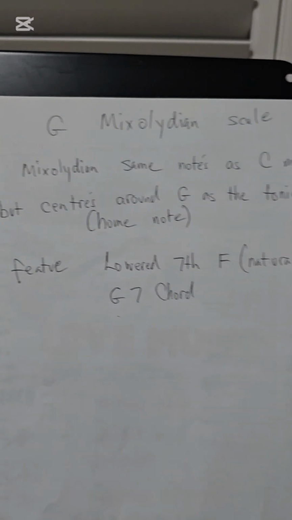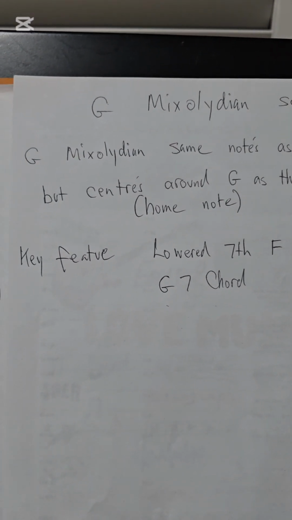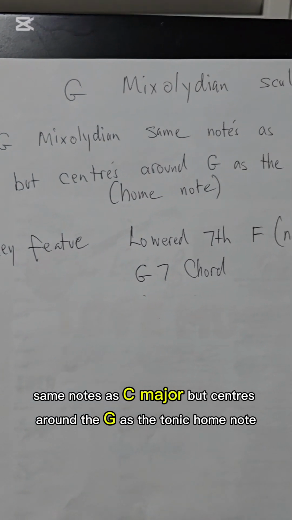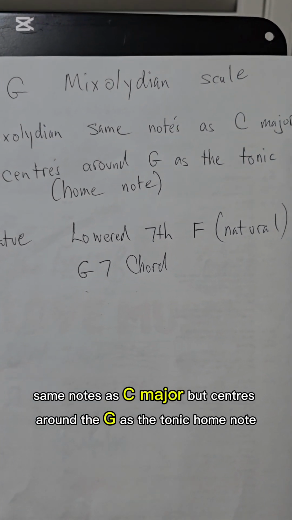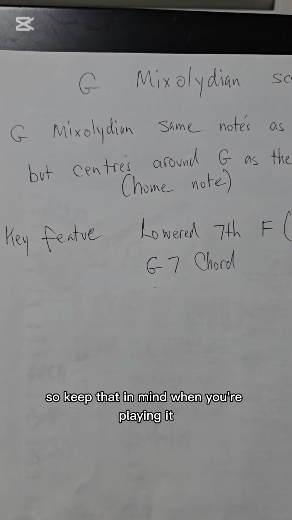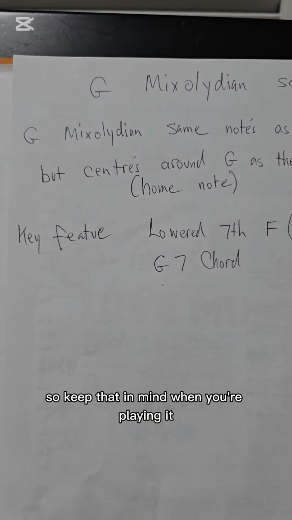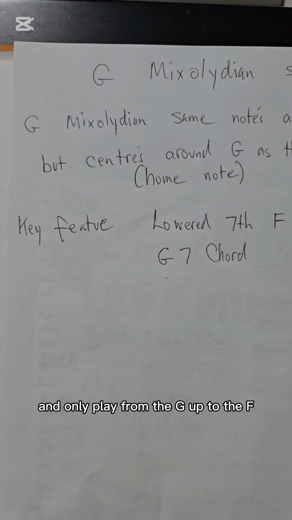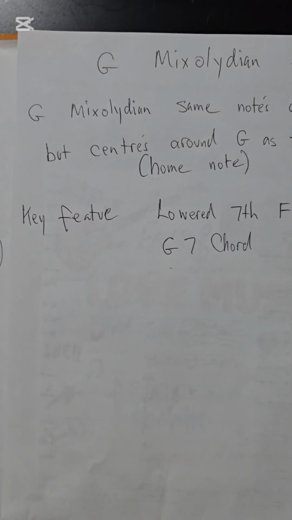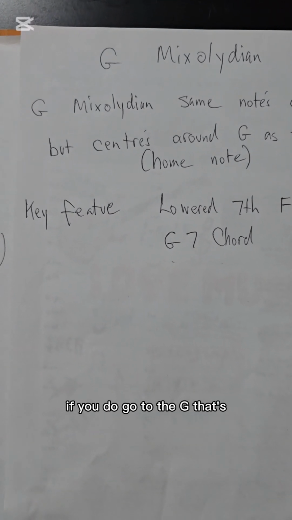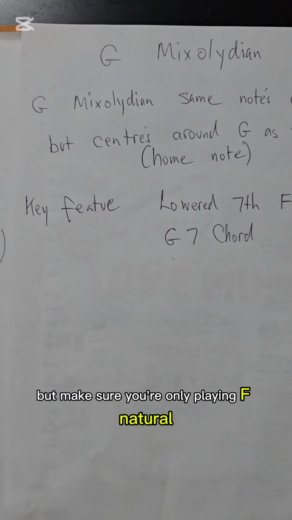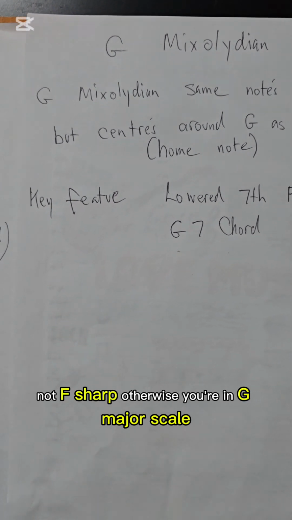Okay, G Mixolydian scale. G Mixolydian has the same notes as C major, but centers around the G as the tonic, the home note. So keep that in mind when you're playing it, and only play from the G up to the F. If you do go to the G, that's the tonic. But make sure you're only playing F natural, not F sharp, otherwise you're in the G major scale.